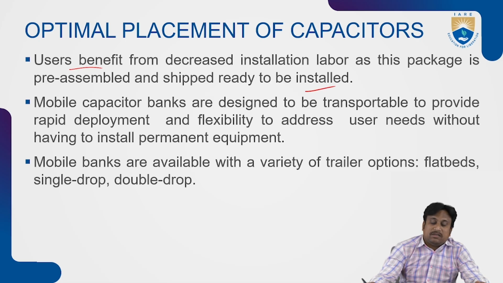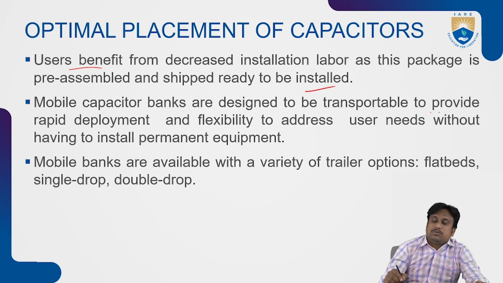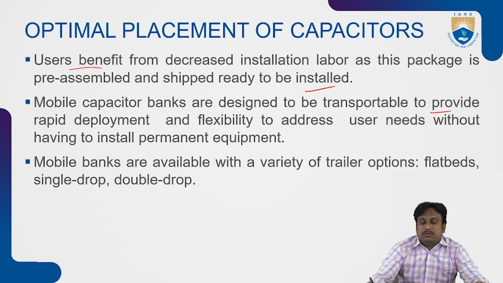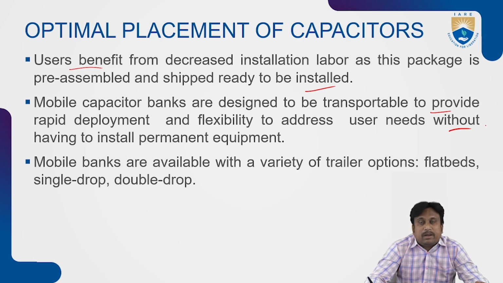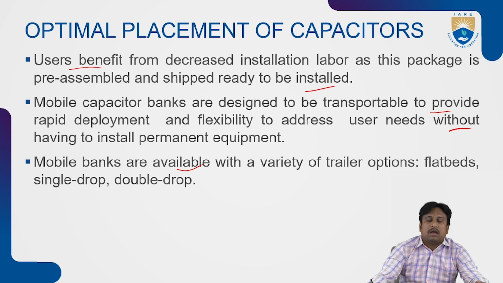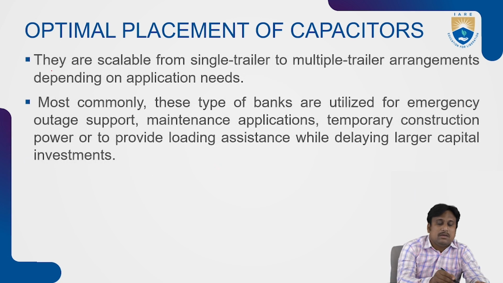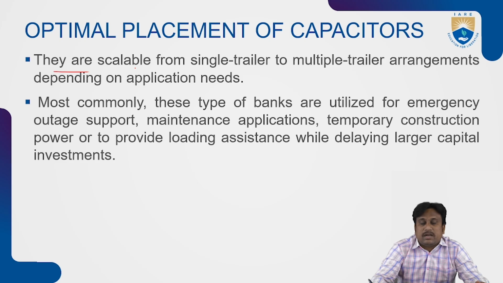So mobile capacitor banks are designed to be transportable to provide rapid deployment, and they are also flexible to address user needs without installing permanent equipment. Mobile banks are available with a variety of trailer options like flatbed, single drop, double drop, and so on. Multiple combinations are treated in a sequential manner. They are scalable from a single trailer to multiple trailers, based on the application needs.